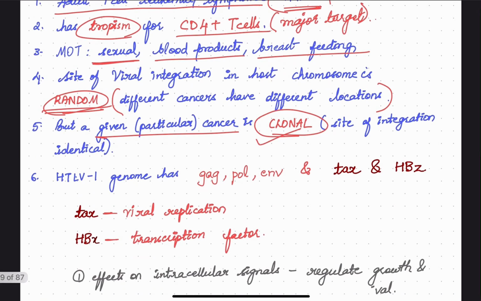This HTLV1 genome has certain components to remember: GAG, POL, ENV, and of particular significance are TAX and HBZ. TAX is essential for viral replication. HBZ is a transcription factor. Transcription factor means it receives the signals and transmits them to the nucleus. It interferes with genome expression.